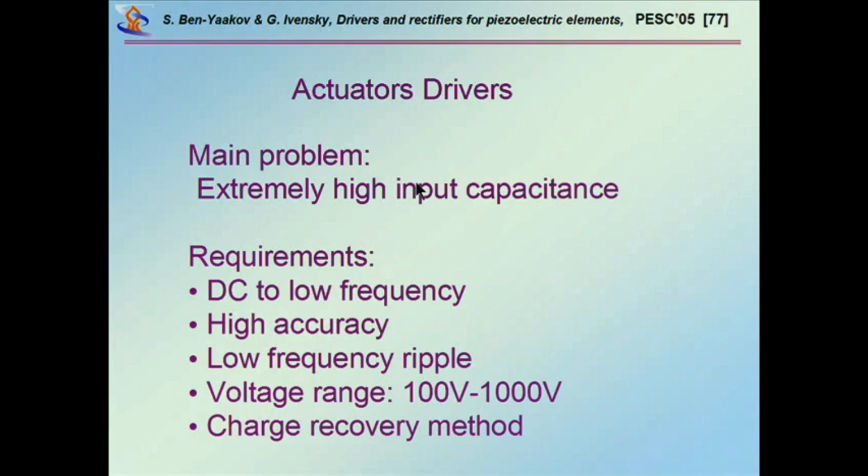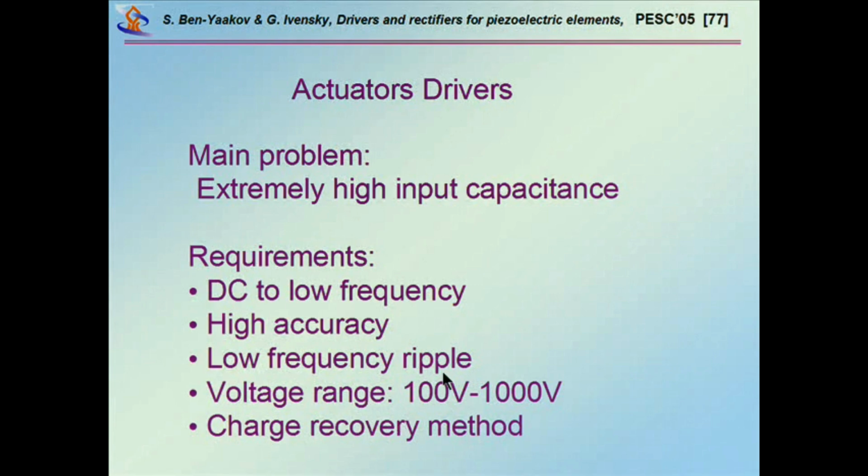Okay? Now, in most cases, there is a need for DC. In the case of actuator, DC to low frequency, there is a need for good tracking, high accuracy of gain. In most cases, we'd like to have low ripple on the voltage. The reason is the high capacitance. If you have a very small ripple on the voltage, then the current of the ripple will be very high because of the very low impedance that you have for this large capacitance. And the voltage range we are talking about is between 100 and 1,000 volt. This is the range that, say, commercial actuators are working.